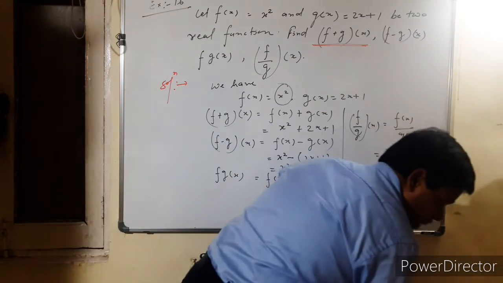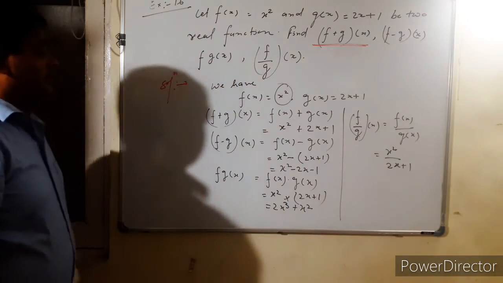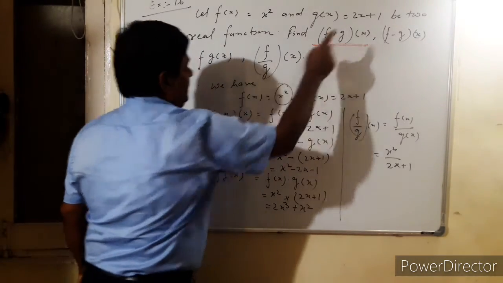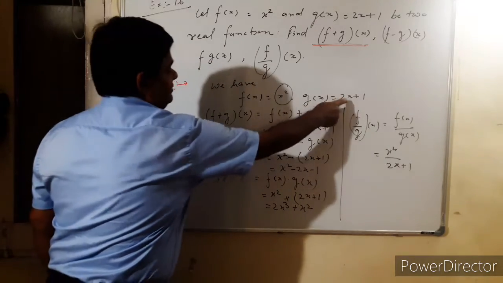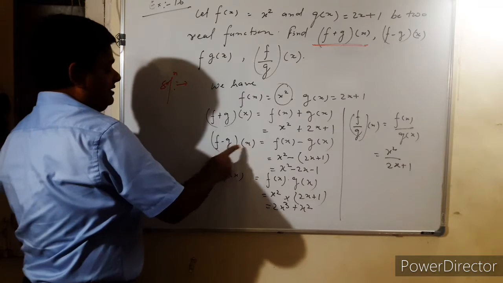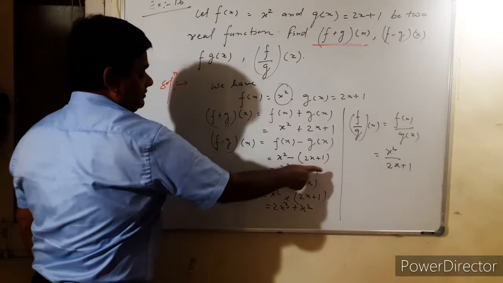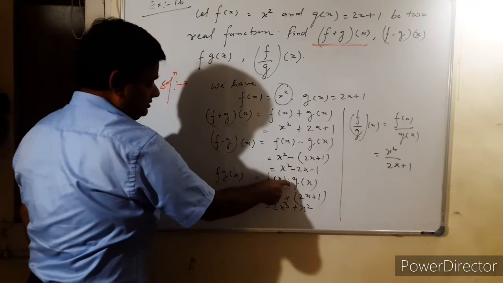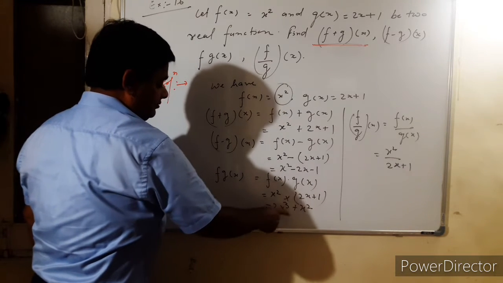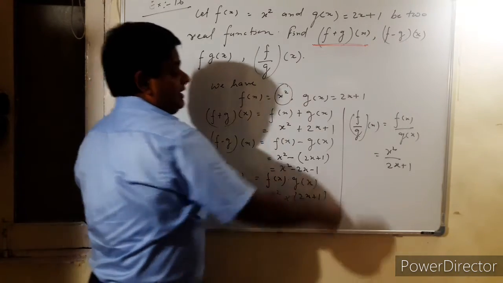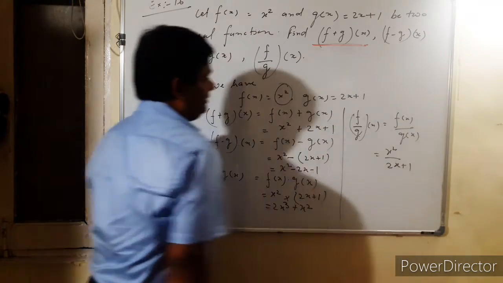Now, clear this one? See here, (f plus g)(x) is f(x) plus g(x), where f(x) is x square and g(x) is 2x plus 1. (f minus g)(x) is f(x) minus g(x). Simplify (fg)(x), f(x) into g(x): x square multiply 2x, 2x cube, plus x square. (f by g)(x) is f(x) by g(x), x square over 2x plus 1.